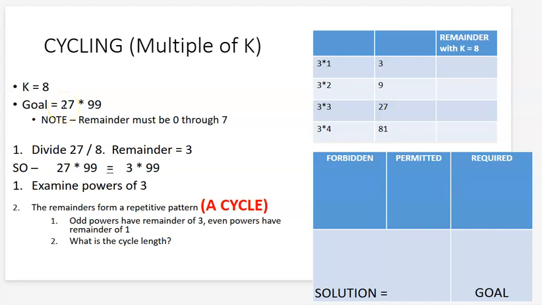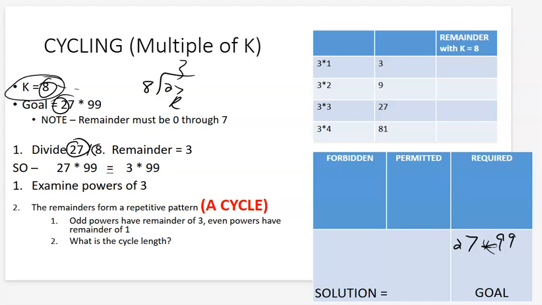Let's take a look at another example of cycling in equations using multiples of k. Remember our last example, k was 8, and the goal was 27 to the 99th power. Right? And so what did we do? We took the base of the exponent and divided it by 8. So 8 into 27. So there's our k, there's our base. 8 goes into that 3 times, remainder of 3.